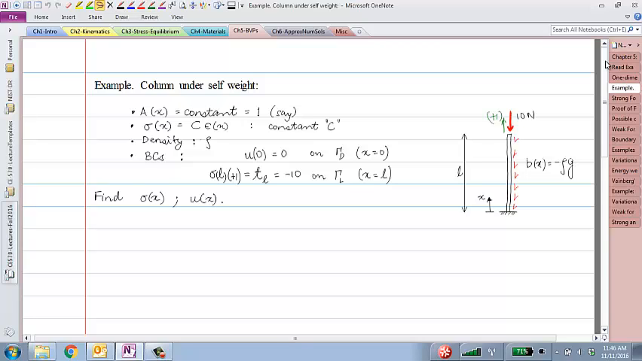Okay, so let me describe this example to you, and I'll let you solve this initially for a minute or so, and then we'll do it together. This problem is similar to a column under self-weight. I have a column. Body forces are given by minus rho g.